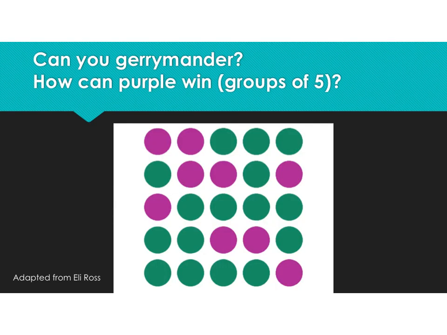And finally today, I'll leave you with a puzzle. Can you create districts where purple wins? We're having groups of 5. Pause now if you need more time, because the answer is right here.